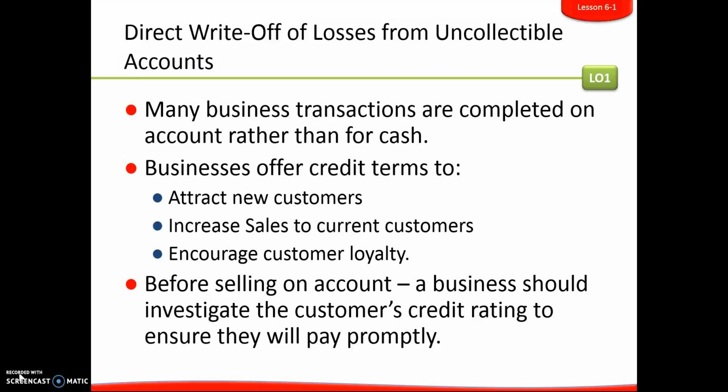A few reasons why businesses like to offer on account transactions for credit terms include the ability to attract new customers, increase sales to their current customers, and also try to encourage customer loyalty with their company. Of course, before selling on account as a business, we should make sure to investigate all of our potential credit customers' credit history and their ratings to ensure that they will be customers who pay promptly.